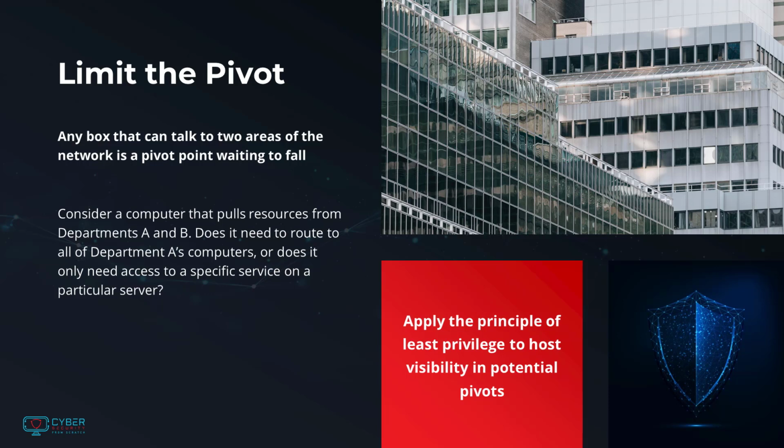The main idea is to make sure that there's no way for someone to compromise something in A and then go through the pivot point into B or vice versa. Generally, you want to apply the principle of least privilege to host visibilities. Really what you're trying to do here in this example is figure out how to get a specific resource from departments A and B into the particular computer, and giving broader access that is not necessary for that objective is really just asking for trouble.